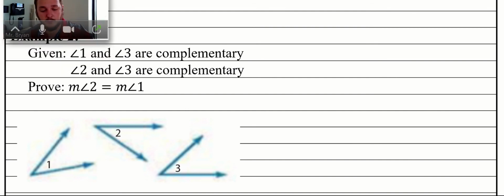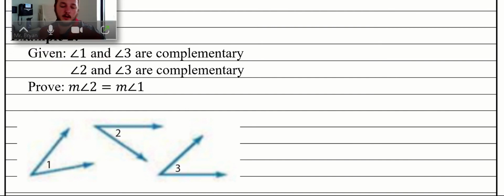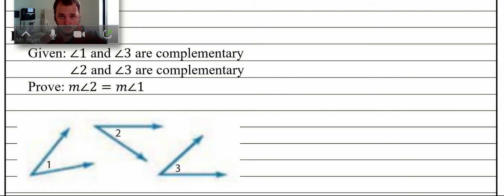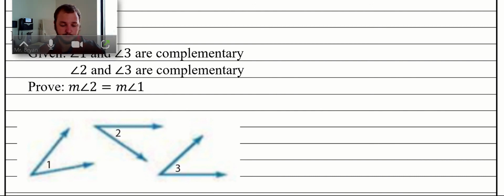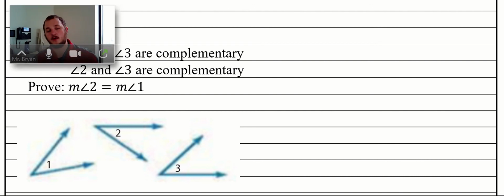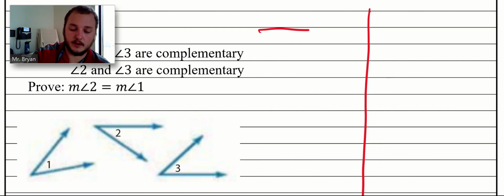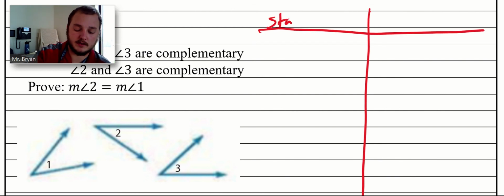So what we have in our proof here is we're given angle 1 and angle 3 are complementary, and then we're also given angle 2 and angle 3 are complementary. And we want to use that to say by the end here, measure of angle 2 equals the measure of angle 1. So if I want to set up my proof here or solve this, we know we're going to start the same, statements and reasons.